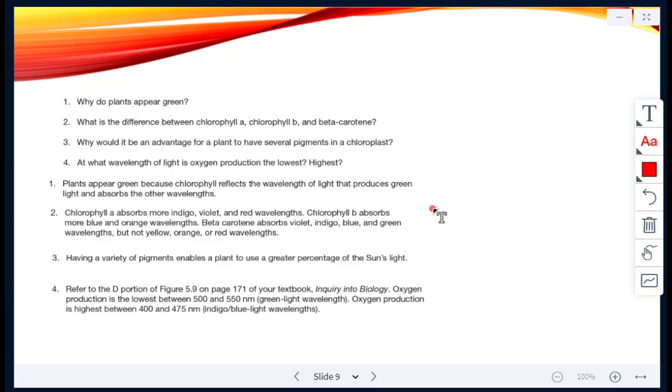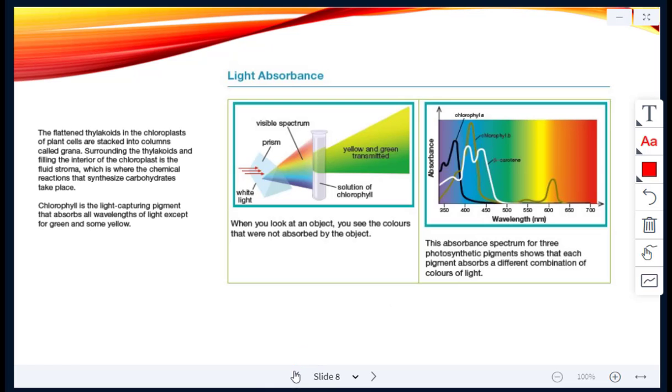What's the difference between chlorophyll A, chlorophyll B, and beta carotene? So looking at those graphs, chlorophyll A absorbs more indigo, violet, and red wavelengths. Chlorophyll B absorbs more blue and orange wavelengths. Beta carotene absorbs violet, indigo, blue, and green wavelengths, but not yellow, orange, or red wavelengths. And again, you can see that from the graph.